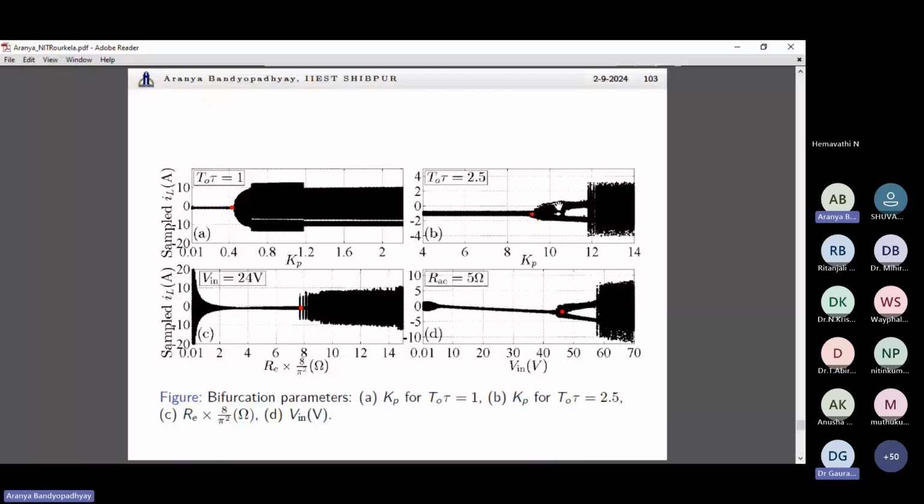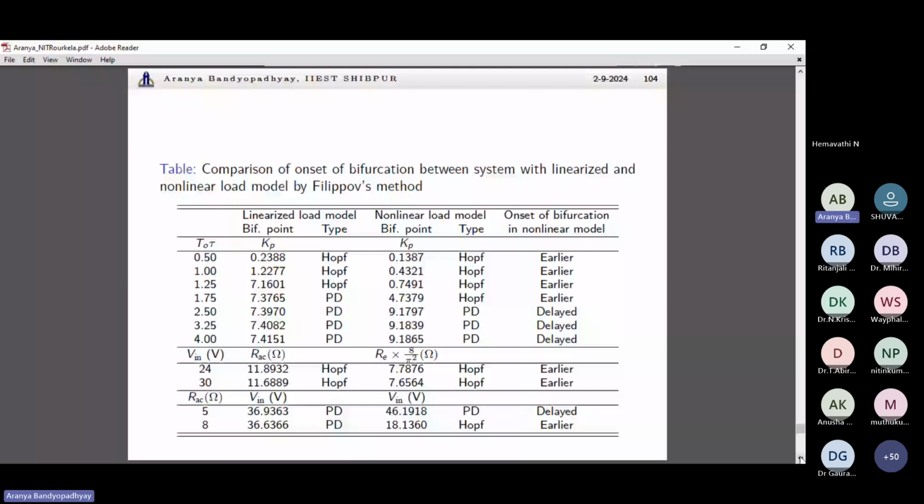But the most important question in this case is, what would happen if we just linearize the nonlinear load? How much could the results differ then? This table basically answers that question. We can clearly see that in the case of the nonlinear load model, the onset of instability when it comes to Hopf bifurcation is much earlier. That goes with our preconceived notion that, okay, this is kind of an unwanted phenomenon.